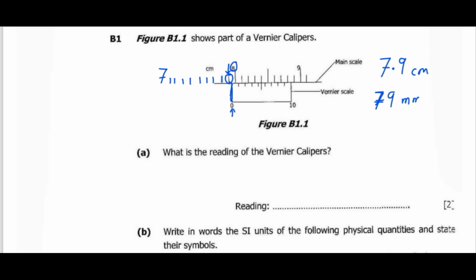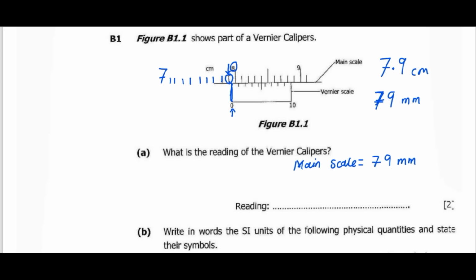So how do we convert from centimeters to millimeters? You multiply by 10. So this is what you do under the main scale. The first thing, you need to find the reading on the main scale, by looking at this point before 0. So on the main scale, we have 79 millimeters. Now we move to the vernier scale.